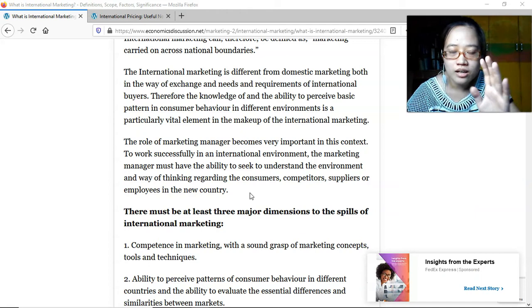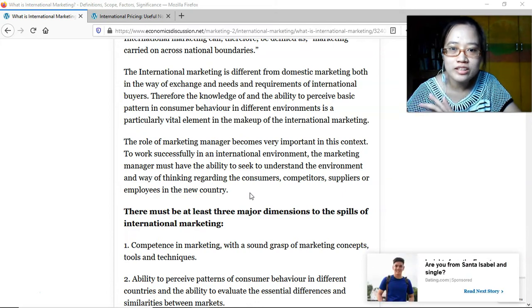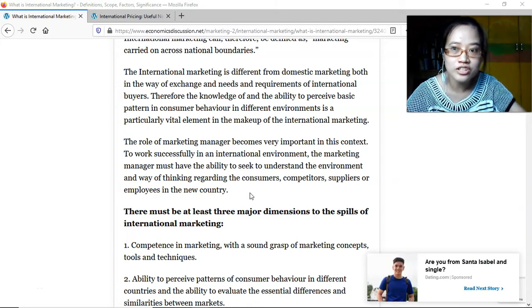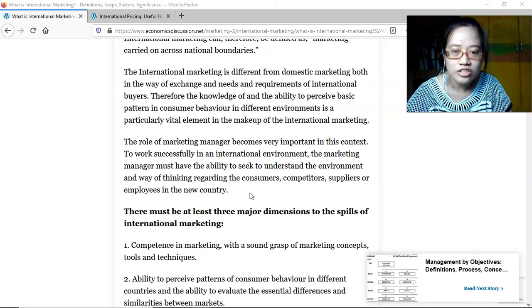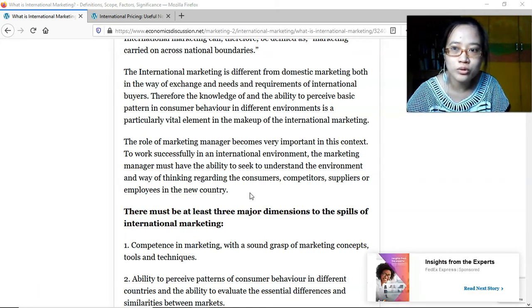Okay, so we've discussed earlier the consumers, but of course there's also the competitor. Okay, it's possible that your competitors in that country would be domestic or local suppliers in that particular country. So in that sense, you don't initially have information regarding them, right? What are they doing? How are they marketing their products? What's the price that they are charging for their products or services, right?